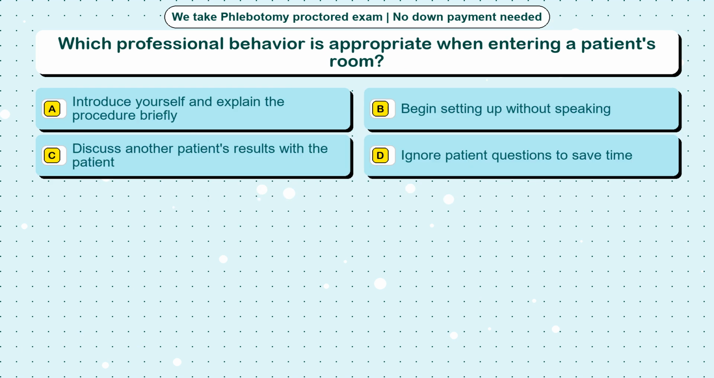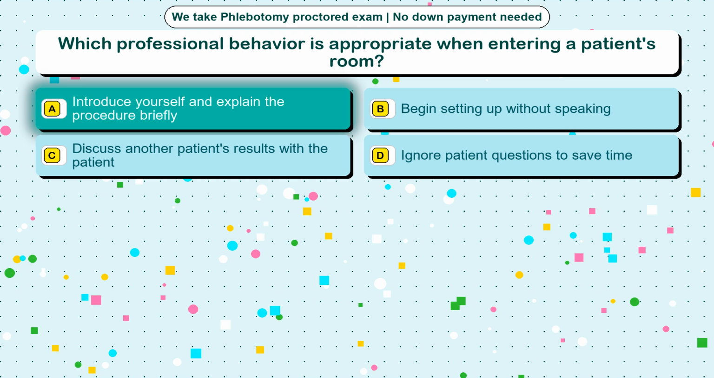Question 56. Which professional behavior is appropriate when entering a patient's room? Option A. Introduce yourself and explain the procedure briefly. Option B. Begin setting up without speaking. Option C. Discuss another patient's results with the patient. Option D. Ignore patient questions to save time. The correct answer is option A. Introduce yourself and explain the procedure briefly.